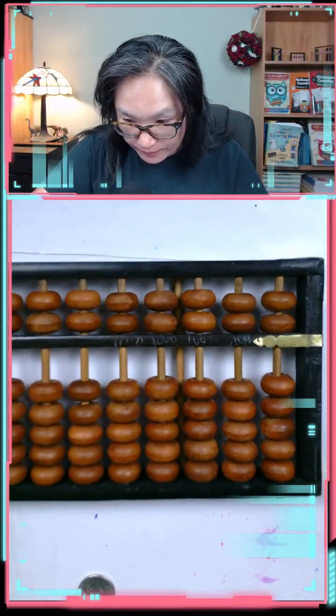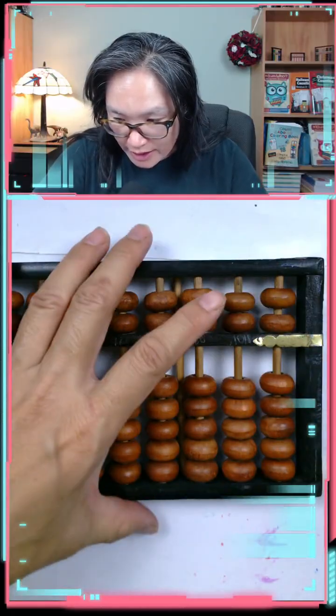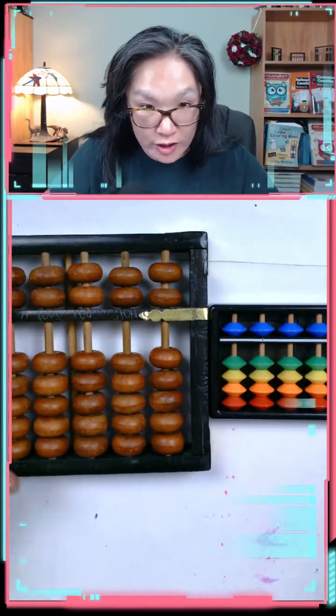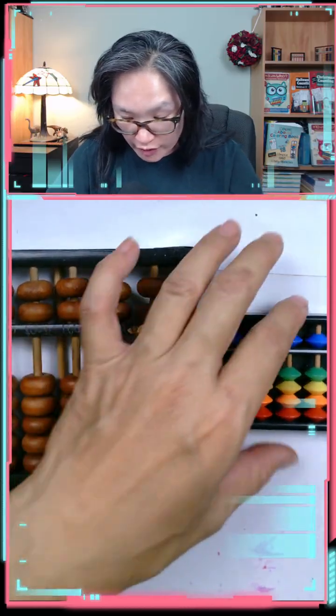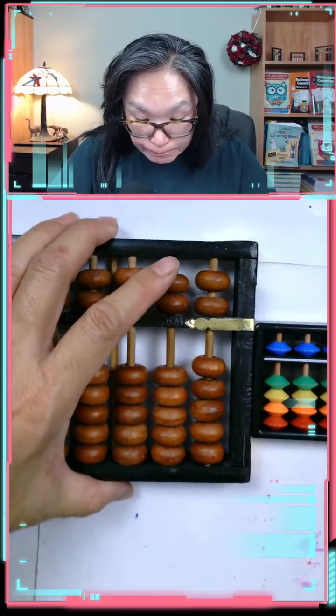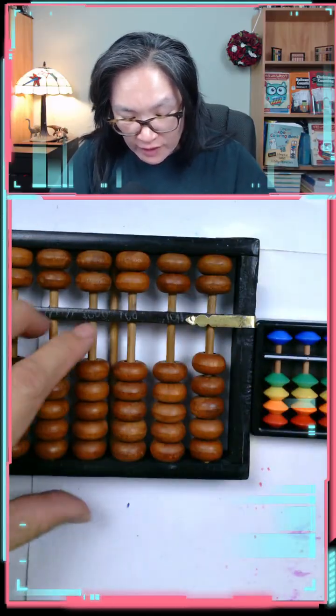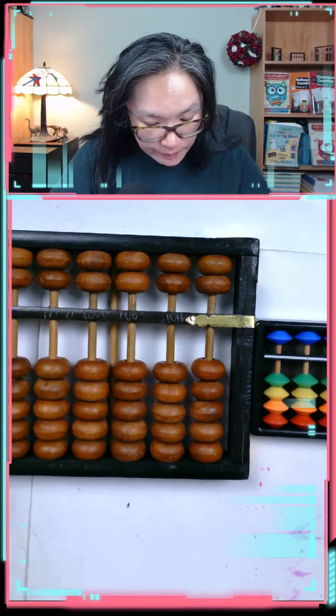So the abacus that has 2 on the top is a Chinese abacus. The one that I teach is a Japanese abacus. I don't have worksheets for the Chinese abacus. I have worksheets for the Japanese abacus. It works very similar.